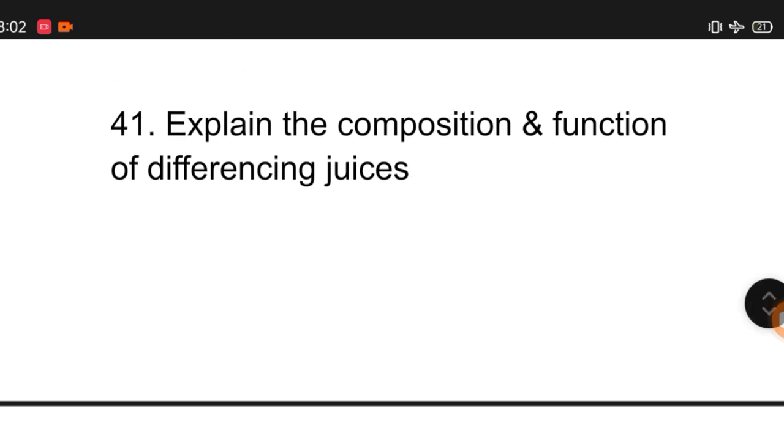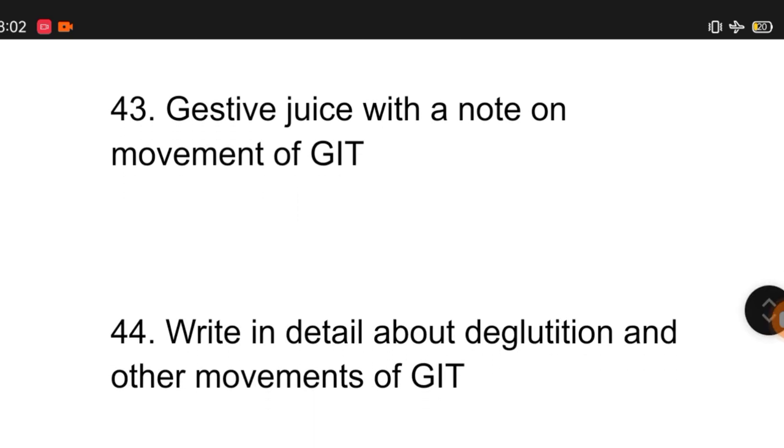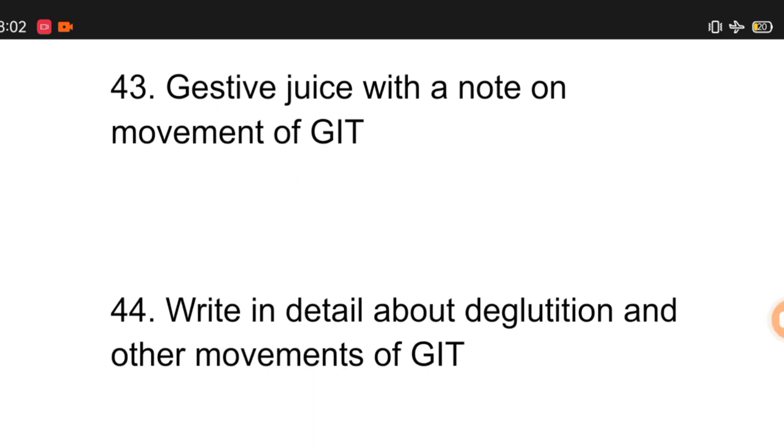Then explain the composition and the function of digestive juices. Meaning gastric juice in the stomach, which juice is secreted from the pancreas, bile juice from the liver, intestinal juice from the intestine, etc. Like that you have to mention. Then write about the function of... sorry, this is not a question. Next question: digestive juice with a note on the movement of the GIT.